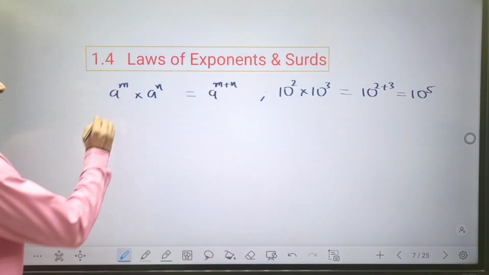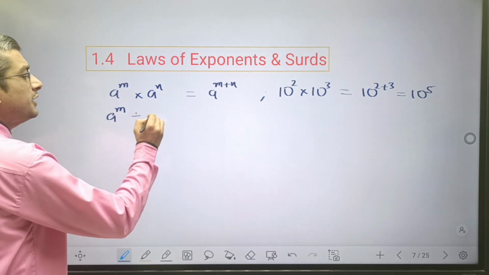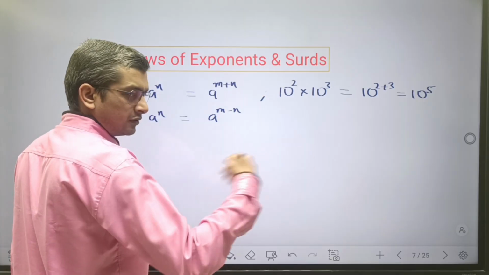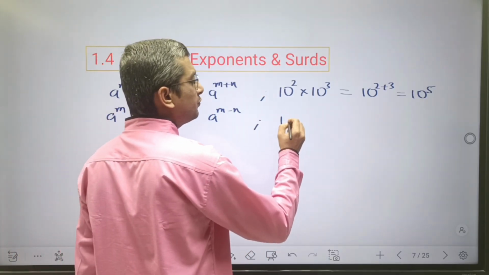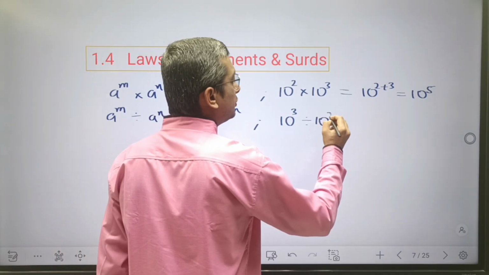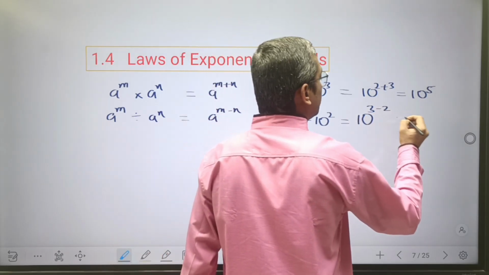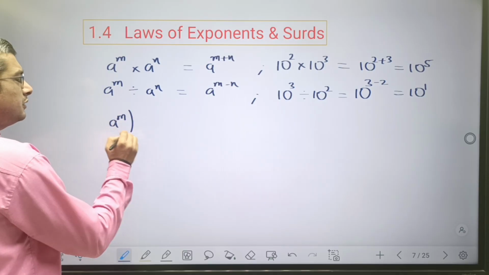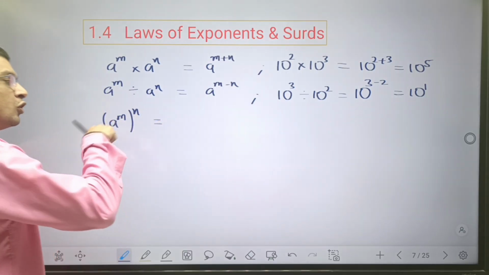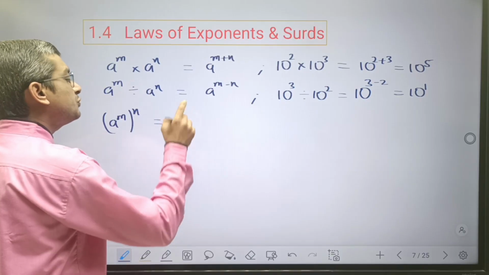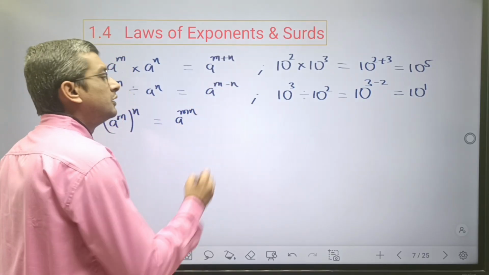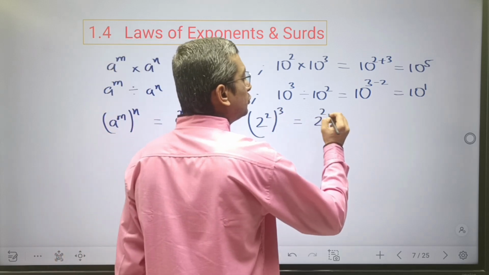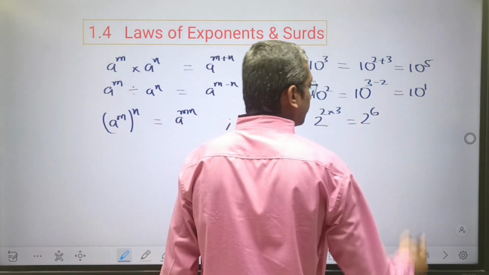Very simple. Second is, suppose a to the power m divided by a to the power n. So base is same, so power will get subtracted. For example, 10 to the power 3 divided by 10 to the power 2 is equal to 10 to the power 3 minus 2, is equal to 10 to the power 1. Again, a to the power m, whole power n. So this will be the power to the power gets multiplied, a to the power mn. For example, 2 to the power 2, whole power 3. So this will become 2 to the power 2 into 3, that is 2 to the power 6.